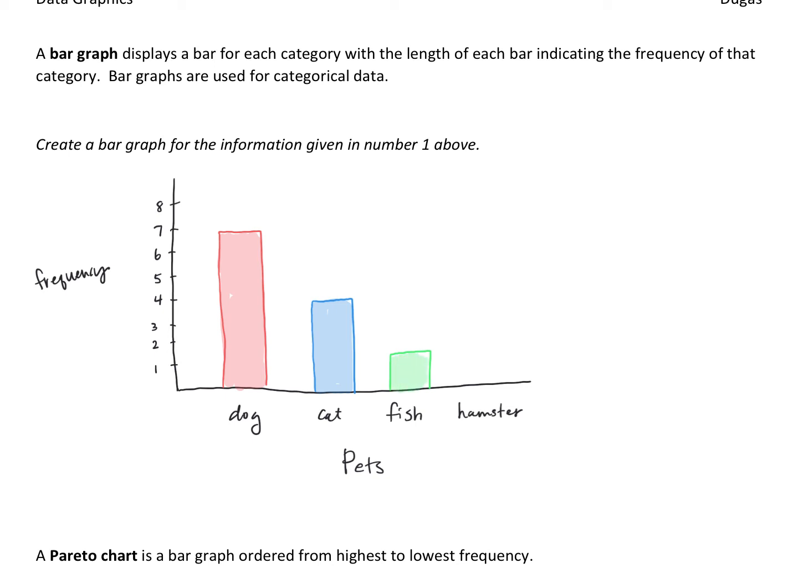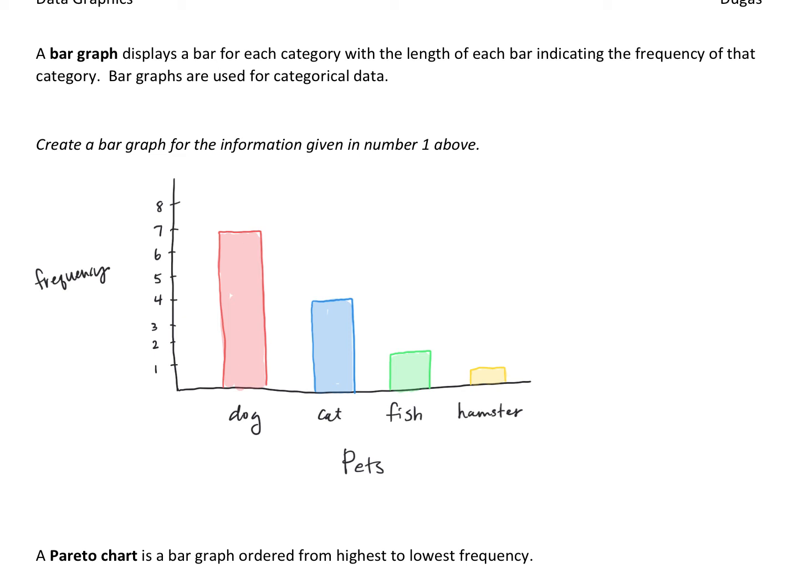There's fish. And then hamster, we had 1. So go up to about 1. I'll color it in. So that's an example of a bar graph. Notice that the bars are not touching, they're independent. They don't have to be different colors. I just made them different colors. They could all be the same color.